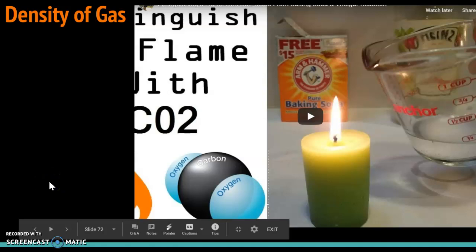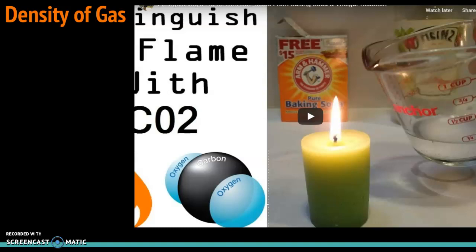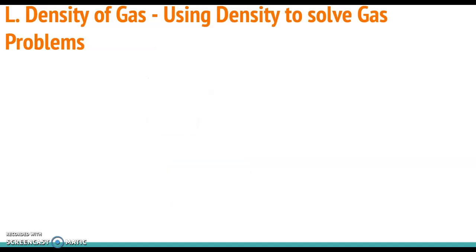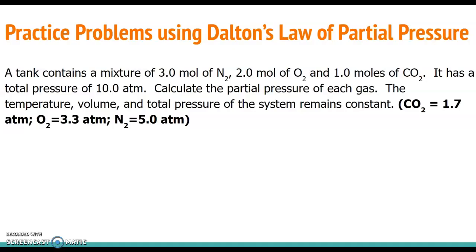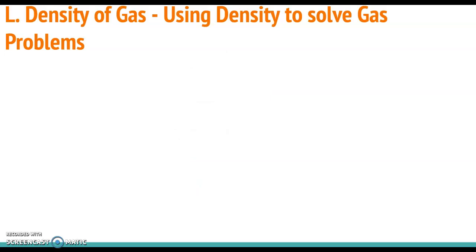I want you to watch it later because the proof of this video is going to let you realize that different gases have different densities, and because carbon dioxide happens to be more dense than normal air and it has the property of being able to extinguish fire, we can see it have this effect with this video that you're going to watch. So make sure you watch it. But what we're looking at is density of a gas.